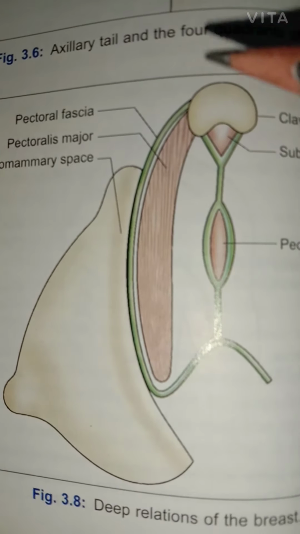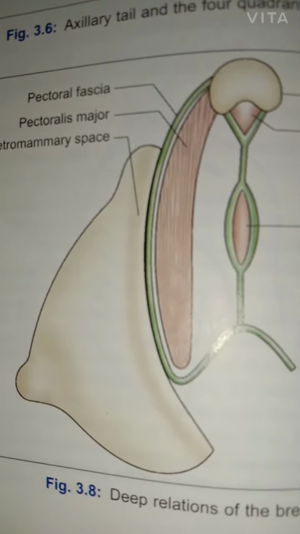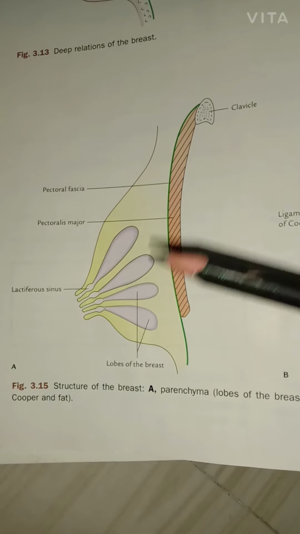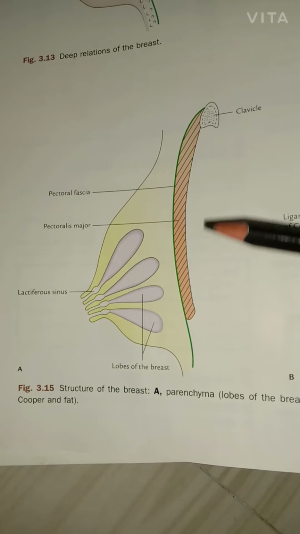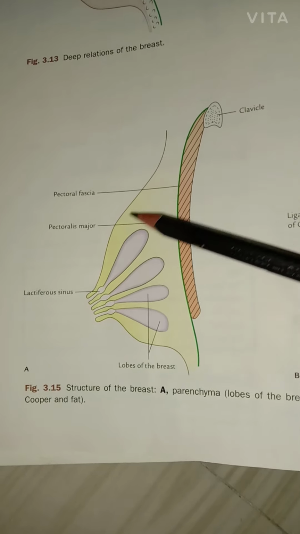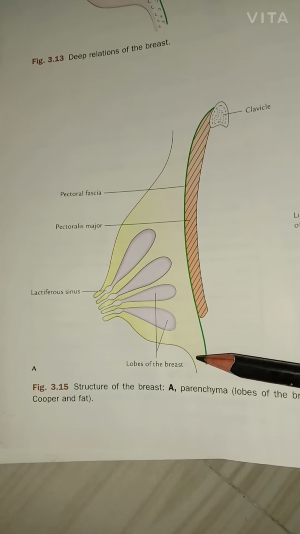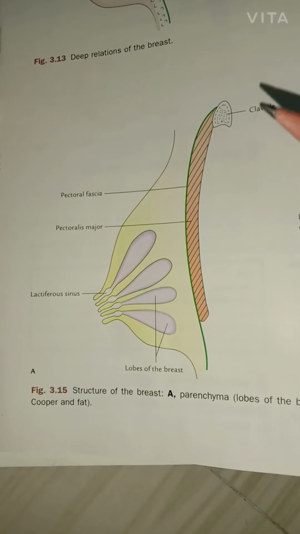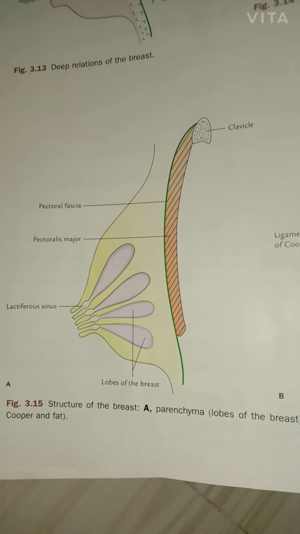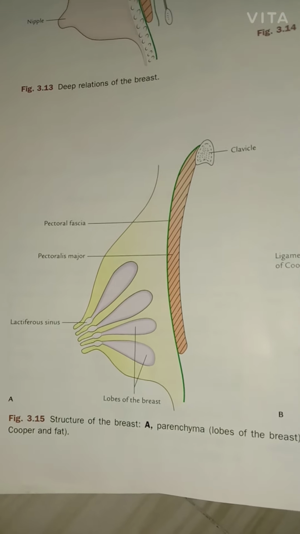After that, let's see the structure of the breast. For convenience of study, the breast is divided into three parts. First, the skin, which is the outer part of the breast. Then the parenchyma and the stroma. So let's see about the skin of the breast.